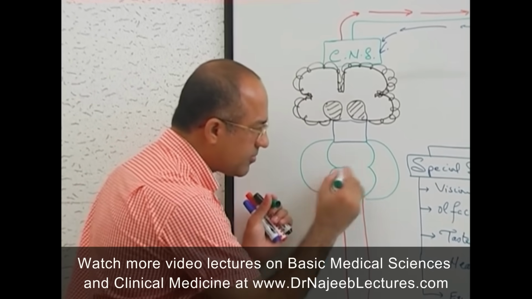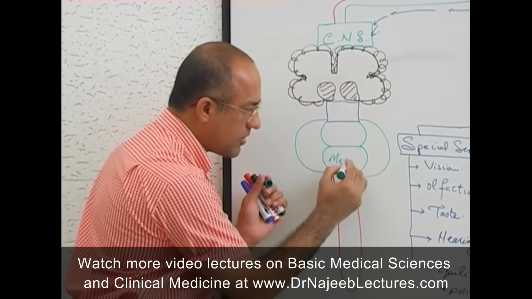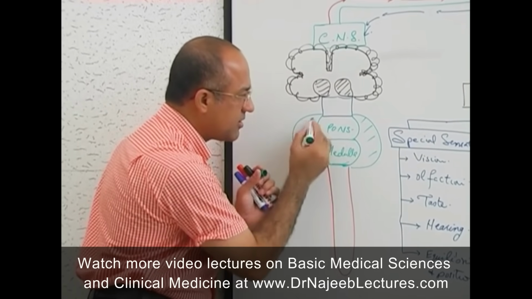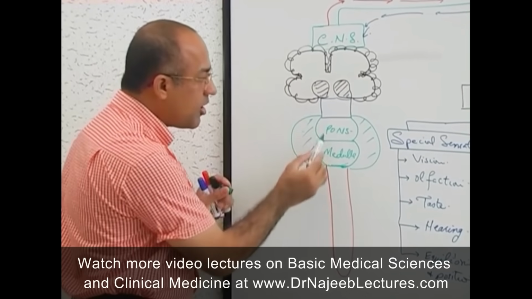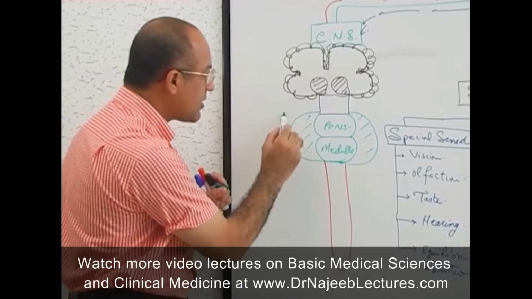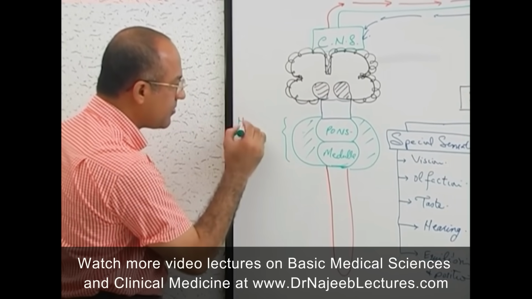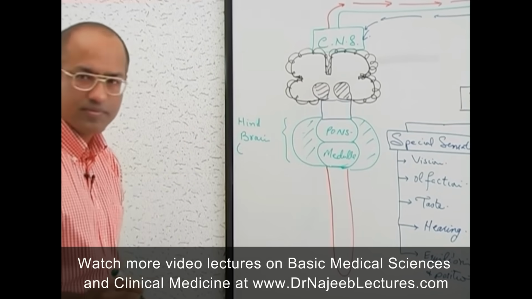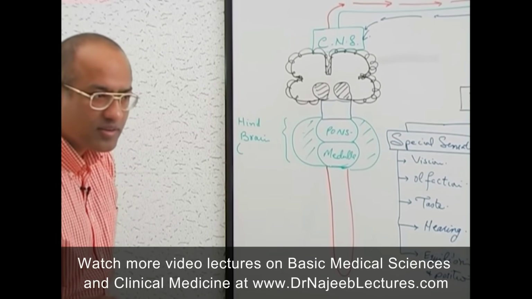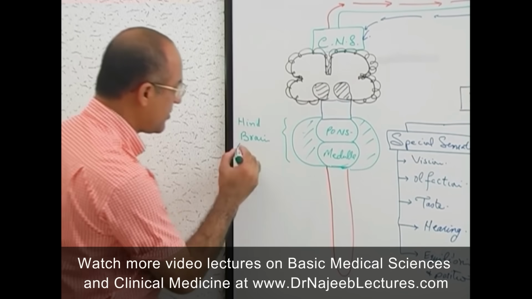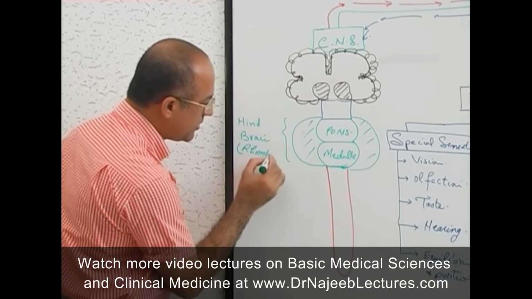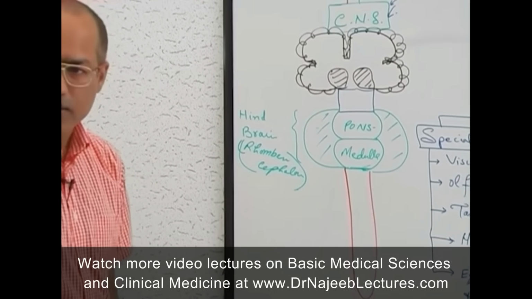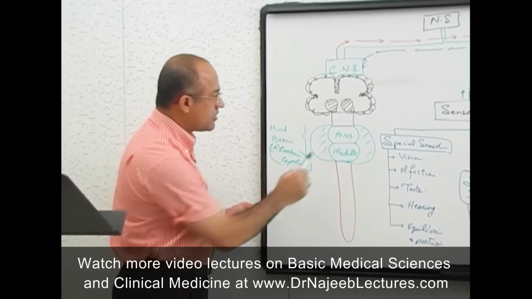What is this structure? Medulla. What is this structure? Pons. And what is this on the back? Cerebellum. Now, pons, medulla and cerebellum as a group are called the hindbrain. Or the other name for the hindbrain is rhombencephalon. Is that right? Then this is the hindbrain.